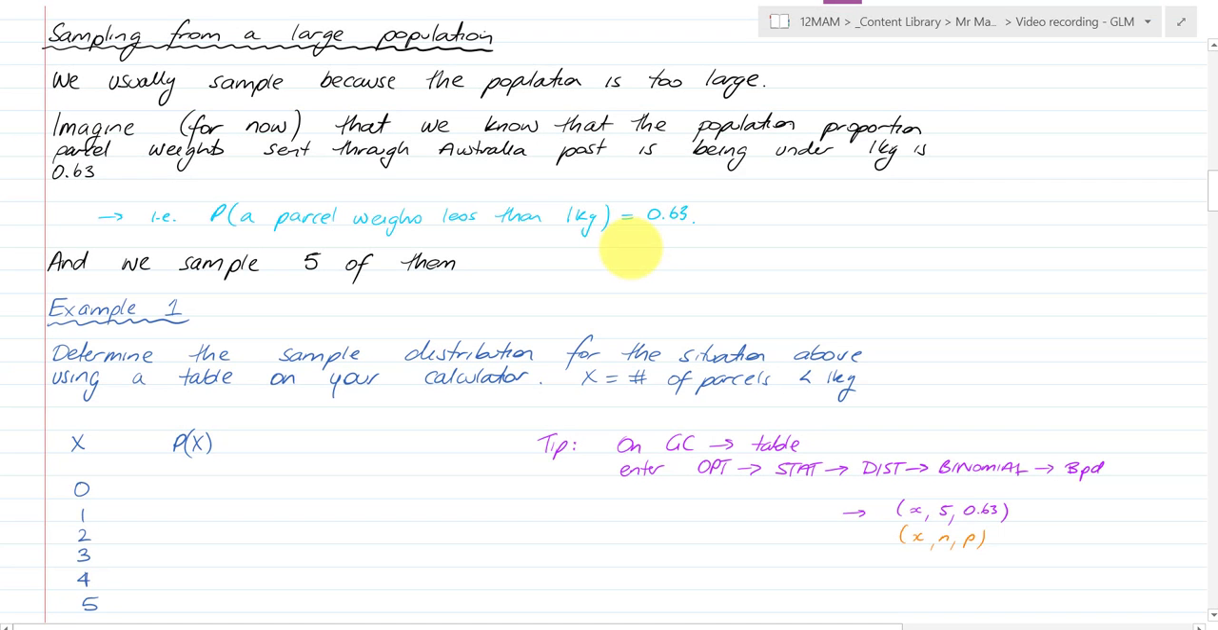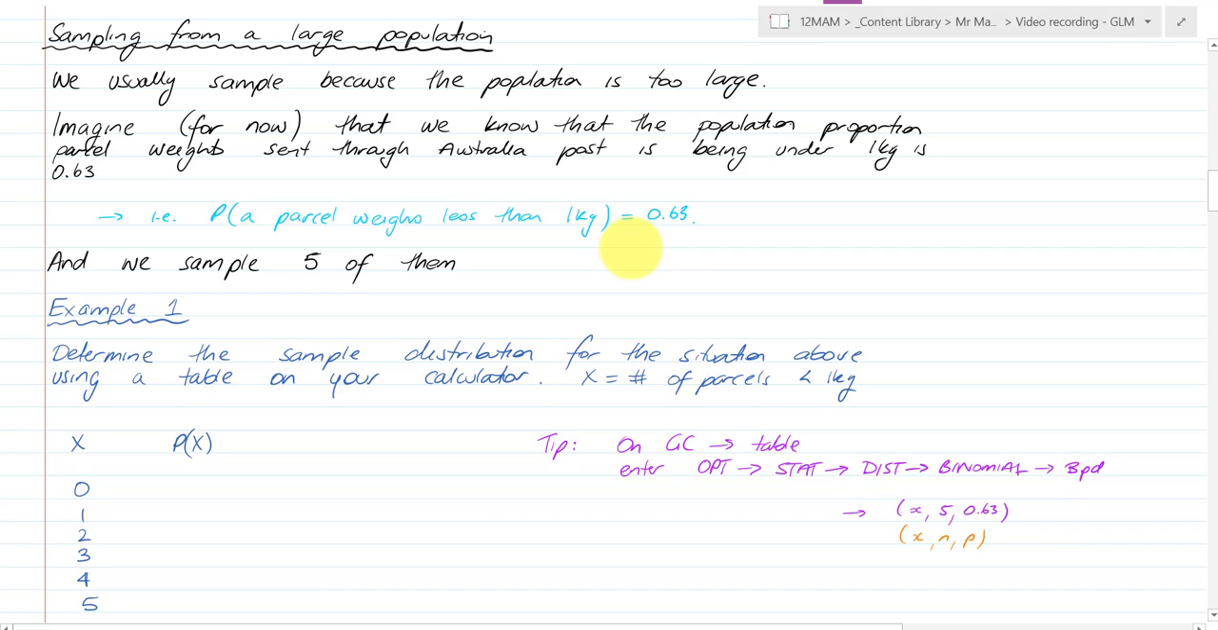Hi and welcome to video 4 in this series on sampling and confidence intervals, Unit 4, Topic 4, Mathematical Methods. We're going to talk about sampling from a large population. We usually sample because a population is too large. The end goal of this whole topic is how we use samples to predict population statistics. But for now we're working on some assumptions to do with the population.